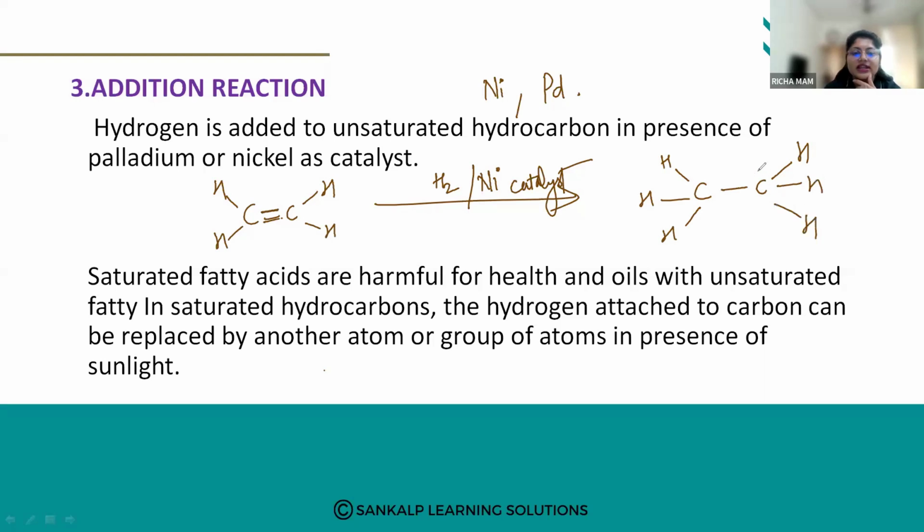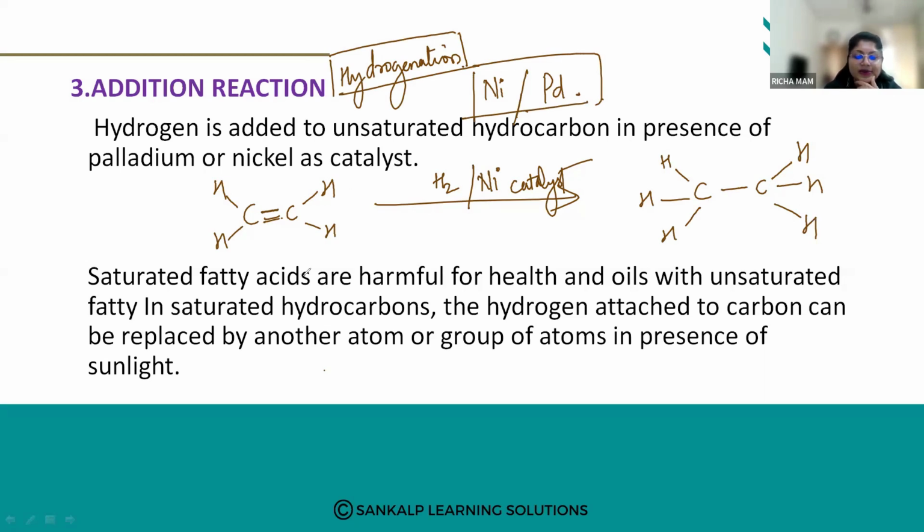So how is this addition taking place? Hydrogenation is taking place. What do you mean by hydrogenation? Hydrogenation means addition of hydrogen in the presence of a catalyst. Nickel or palladium is used, and we can add the hydrogen. So across the double bond, hydrogens are added. So this is about your addition reaction.